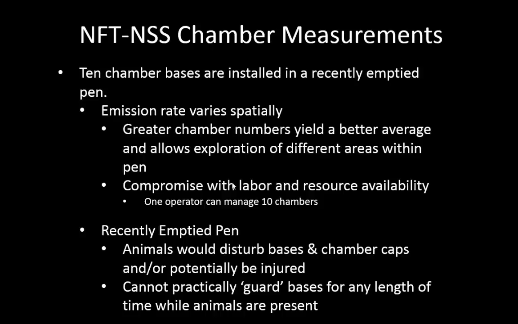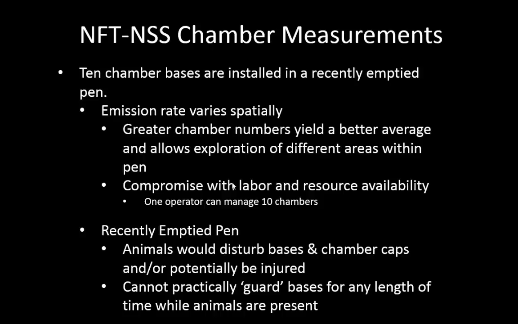It's a compromise between labour and resource availability. It takes a finite period of time to sample each of these chambers. You tie up resources in terms of building them, installing them, and analysing them. One operator can manage 10 chambers. He can't manage more than 10 chambers.